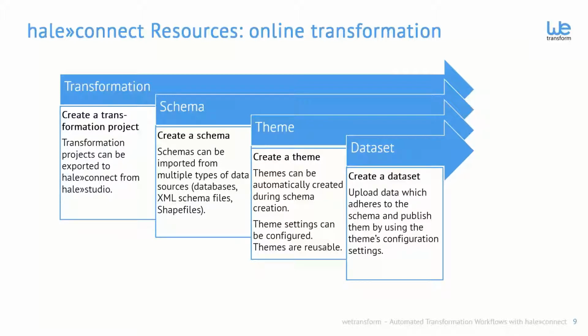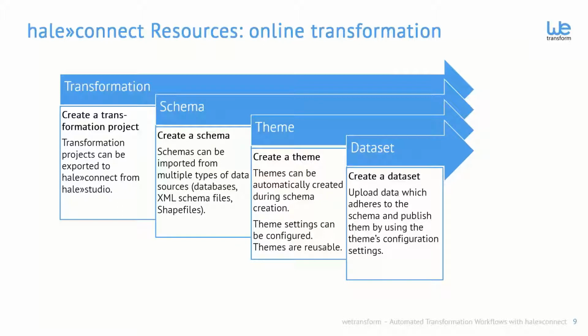And finally, you need a few themes. You need a source theme and a target theme. Your source theme tells Hale Connect how you'd like to publish your source data. You may not want to, but it's possible. And your target theme tells Hale Connect how you want to publish your transformed data. That may take a little configuration. We'll look at that as well. And finally, you need to create a data set. That simply means uploading your source data. And once this workflow is configured, the automated transformation workflow will run automatically.